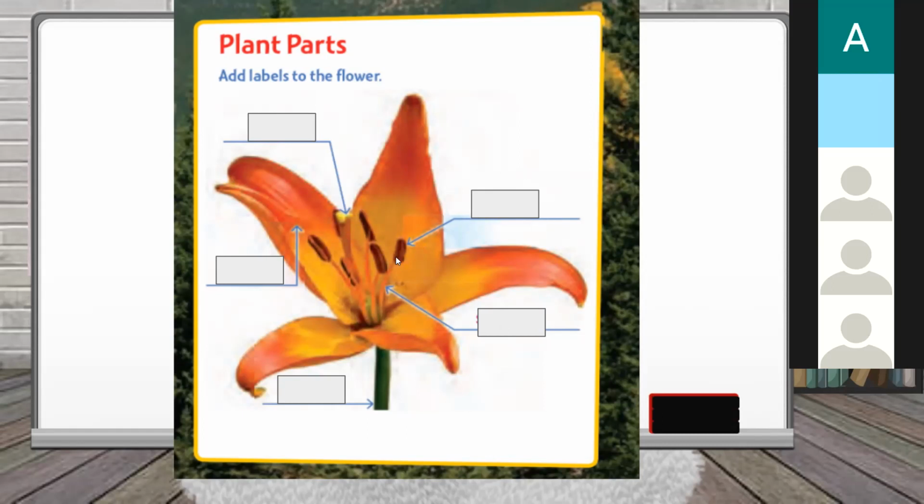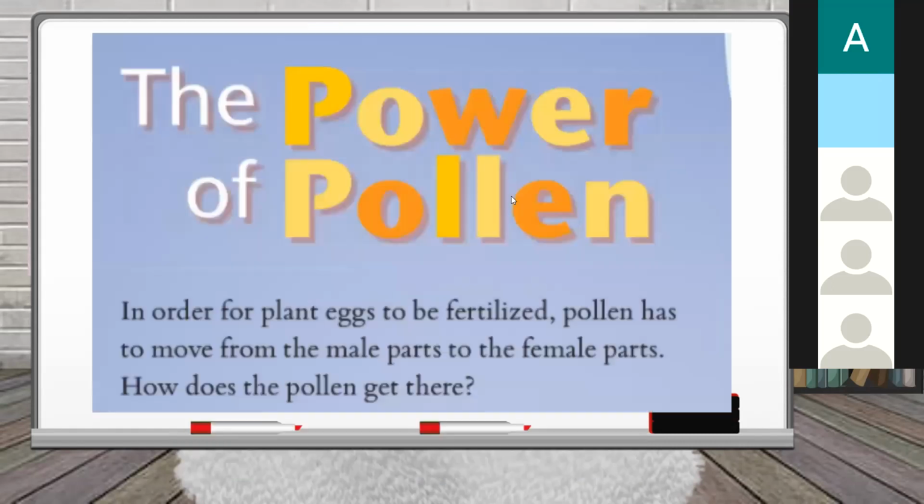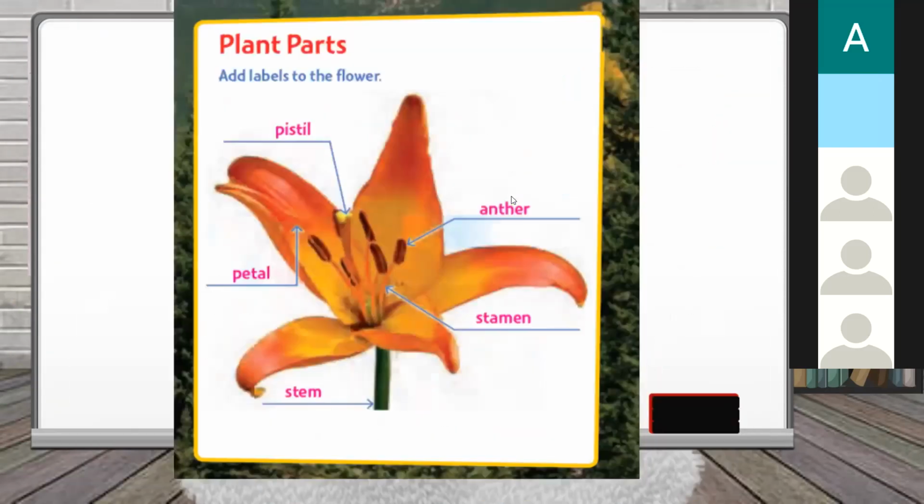The male part is made of two things. What are they? The one on top, do we call it anther or stamen? The upper one is the anther, and what holds the anther is the stamen. Excellent. You can write them down if you want, so you don't forget them, and then we will continue.